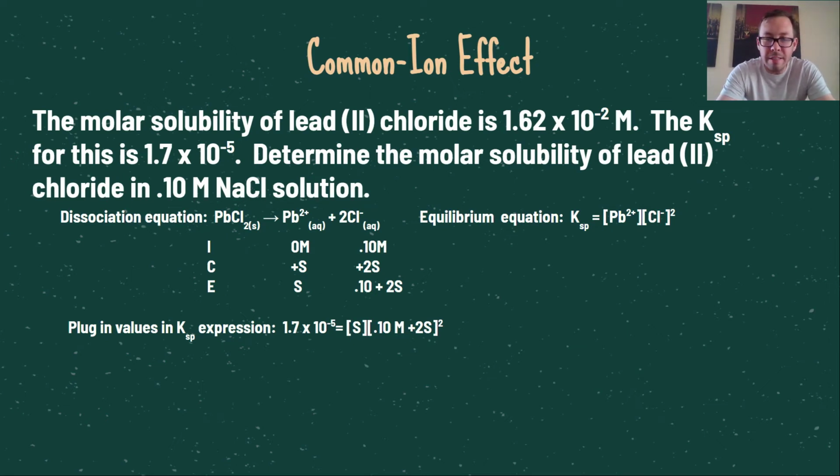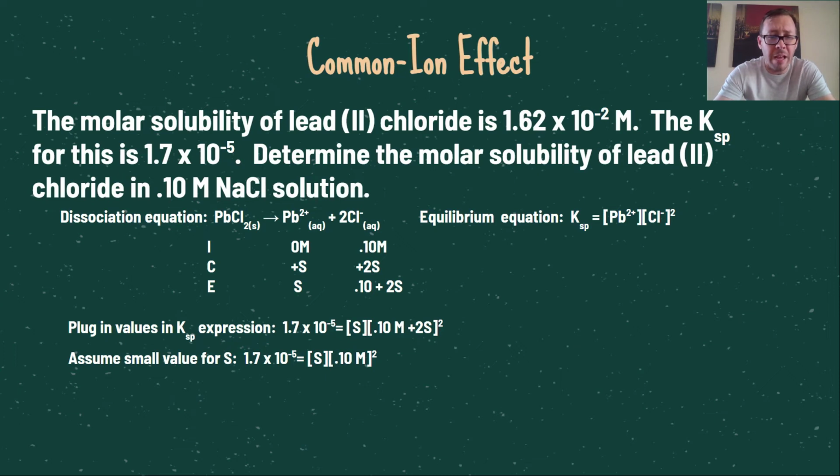Now we're going to do a little trick with this, and I've talked a little bit about this before. If the Ksp value is less than 1 times 10 to the negative third, we can actually eliminate anything that we add to an expression because that value is going to be very, very small, and it's going to have very little impact on our actual value for S. So if we can assume that S is going to have a very small value, we can eliminate that plus 2S on the right-hand side of that equation, making this a lot simpler, simply because we won't have to use the quadratic formula to solve for that. Now, you could go through and complete that with the quadratic formula, but it's going to be pretty messy.